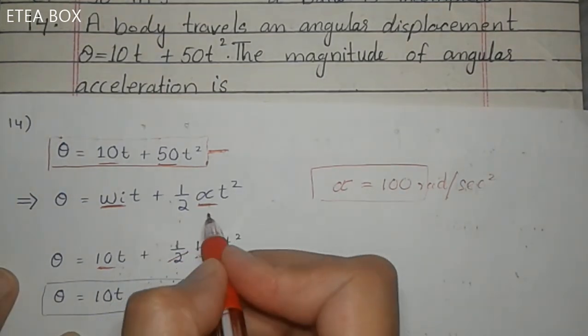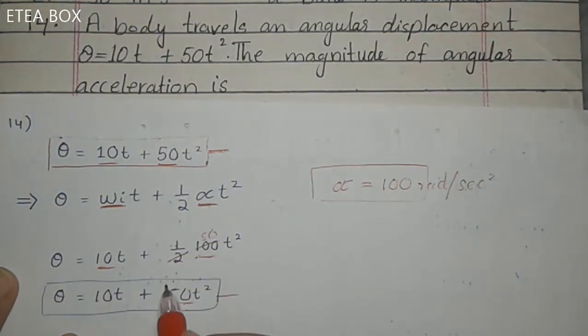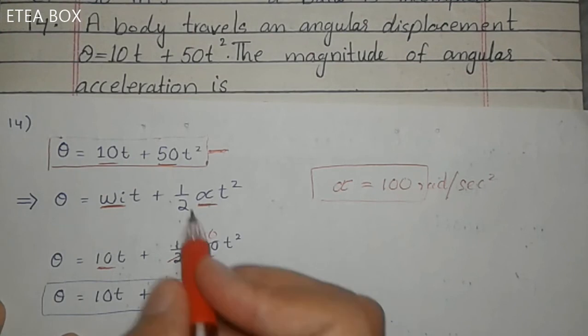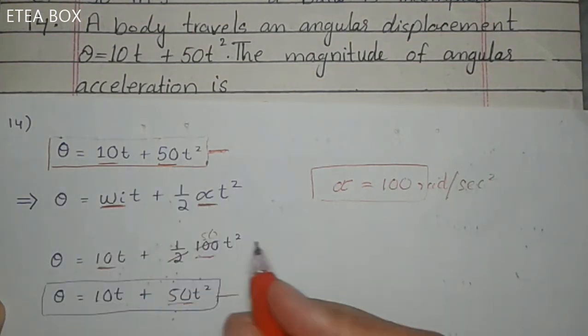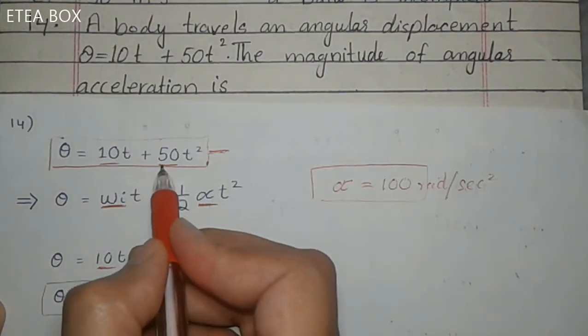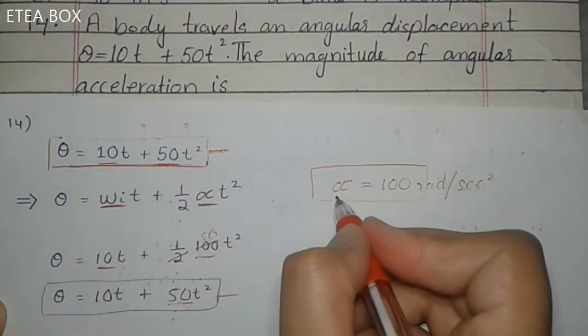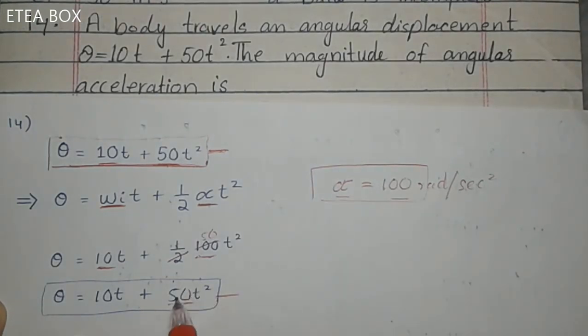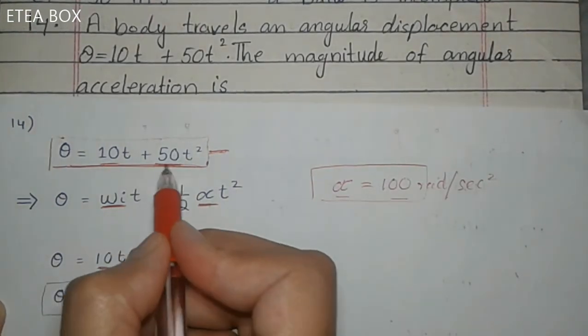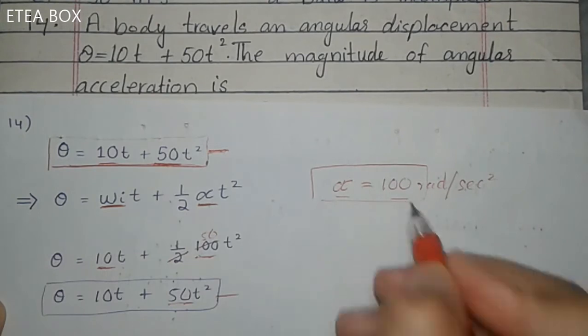Look, if I put here 150, then we will get the answer 75 t square, which is not equal to this one. Okay, if I put here 200, then you will get 100 t square, which is not equal to this one. If I put a is equal to 50, then you will get 25 t square, which is not equal to this one. So the correct answer is 100 radian per second square.